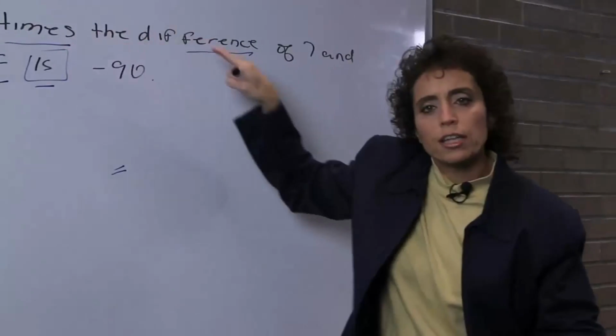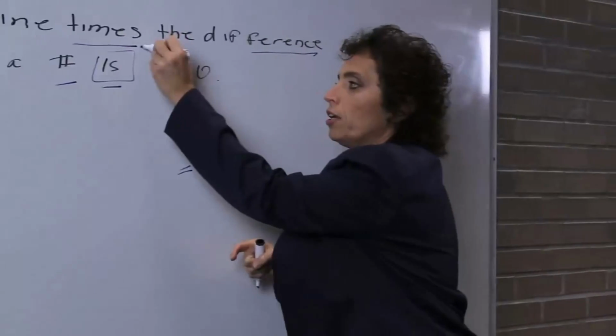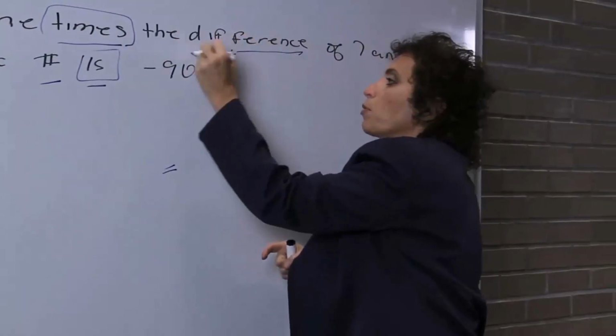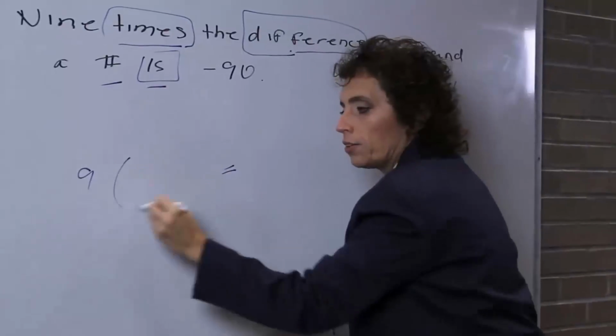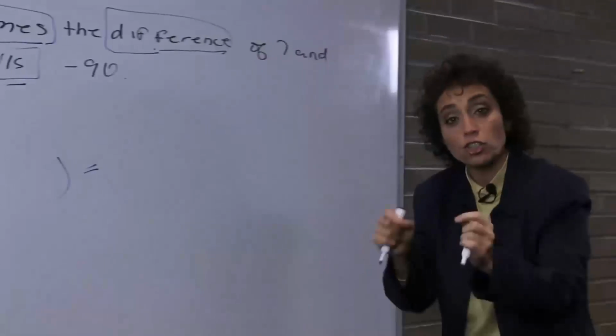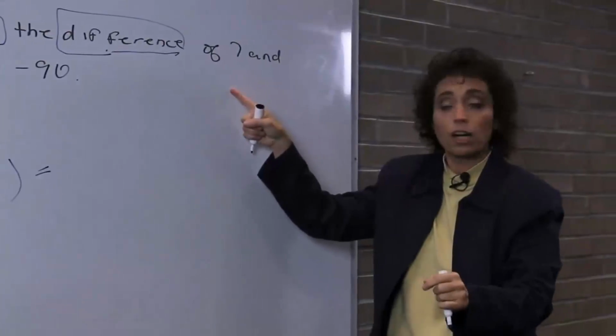9 times the difference. So again, we have an operation followed directly by an operation. That tells me I need a parentheses. So 9 times the difference. The difference is going to go in there. Let's see what we're taking the difference of.